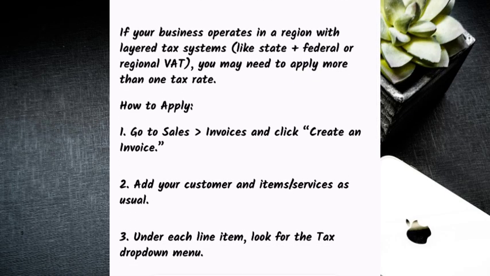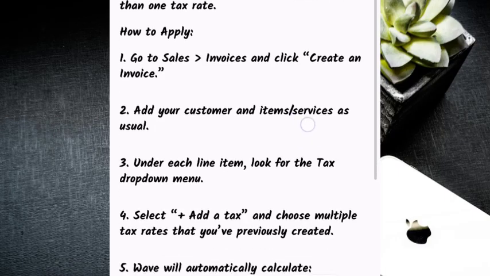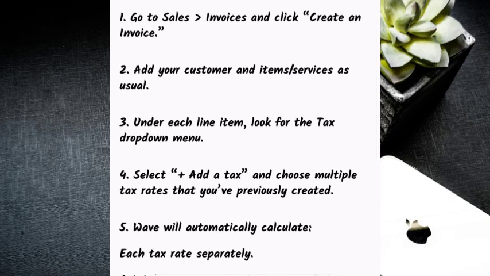So go to sales and then invoice, and then you're going to click create an invoice. Now add your customer and items or services as usual, and then under each line item you want to look for the tax drop down menu. Select add a tax and then choose multiple tax rates that you've previously created.